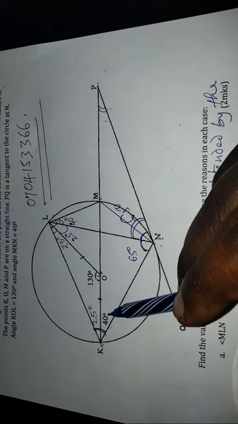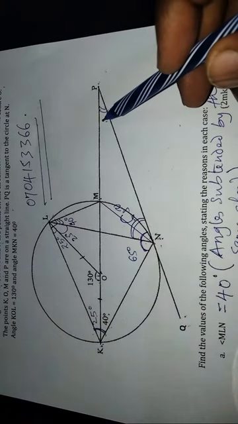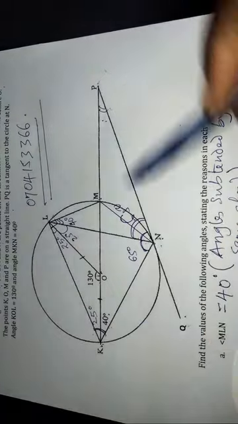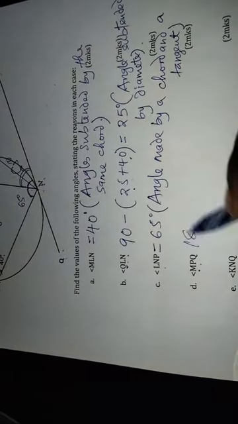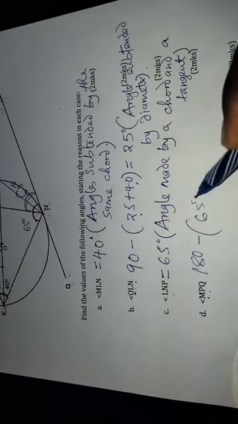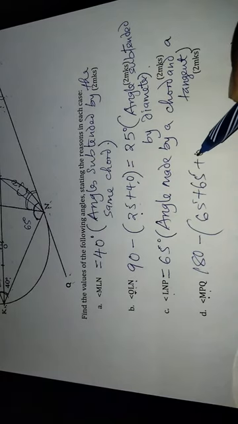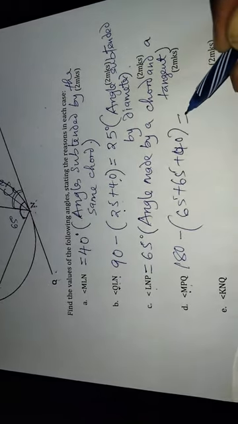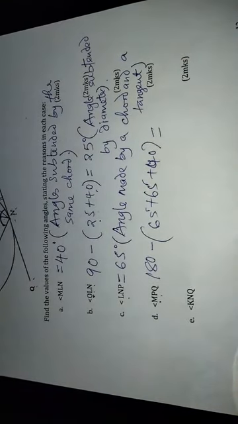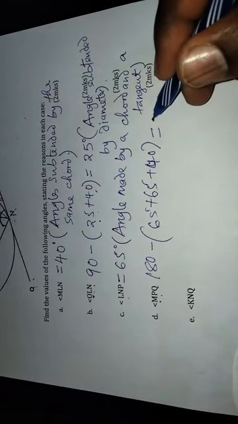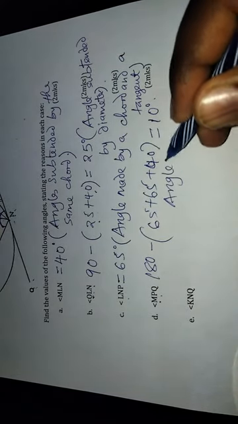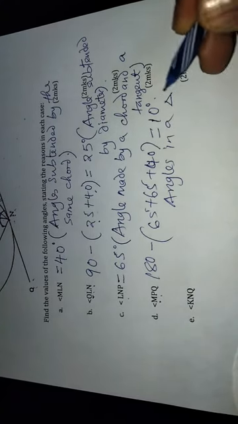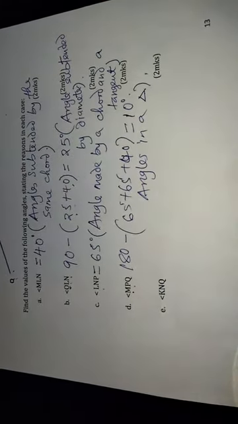Then we have a 40 degrees angle here. So the only missing angle in KPN is going to be this one. Therefore, we take 180 and subtract 65 and 65 and 40, so the remaining angle is only going to be 10 degrees. These are angles in a triangle. They should add up to 180.